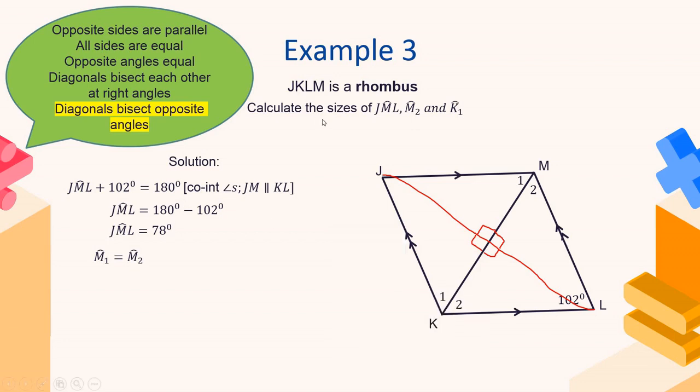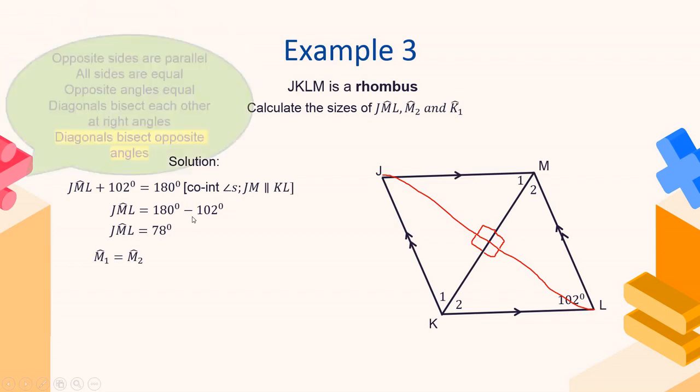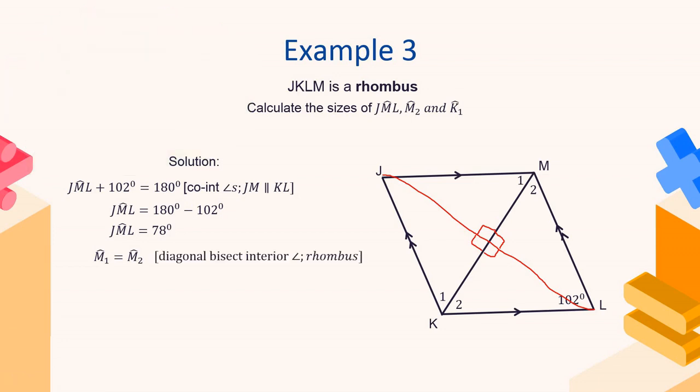But for our purposes, we want to calculate M2. And so now that we know M1 is equal to M2 because diagonals bisect opposite angles, the one highlighted in yellow, what reason will we give? Exactly that, the property of the rhombus. We can simply say diagonal bisect interior angle, and use the symbol for angle of a rhombus. You can write it out in a full sentence that is also perfectly correct. This is just a shorter way.